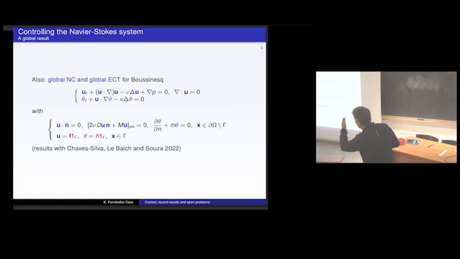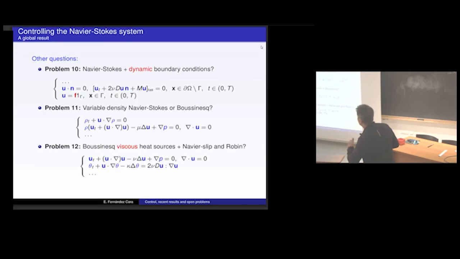The same thing has been said recently by us for Boussinesq and other similar equations. And there is a list of problems that I think are interesting, all of them concerning the same question. The first one is what happens with dynamic boundary conditions. For dynamic boundary conditions, we have more or less the same thing, but there is a time derivative here. And with dynamic boundary conditions, the problem is open. It is also open if you assume that the density is not constant, for variable density in Navier-Stokes equations.